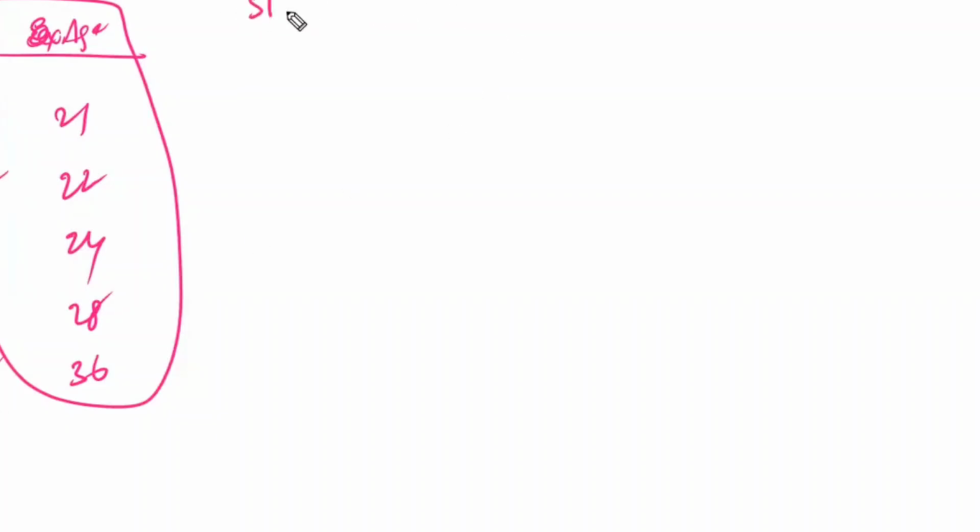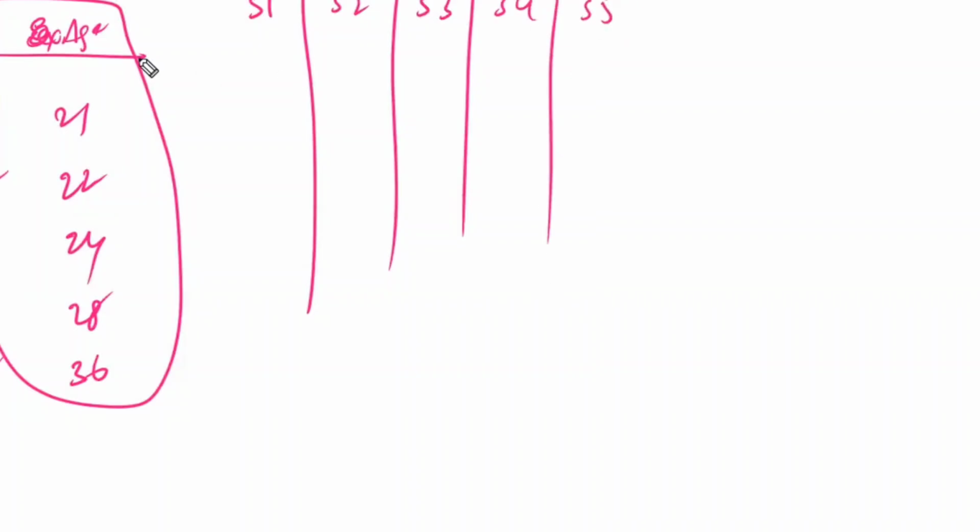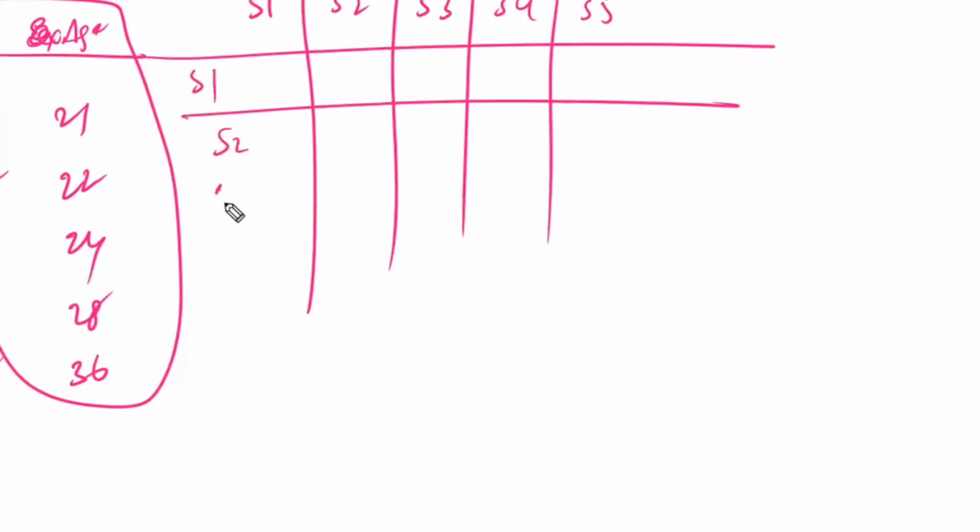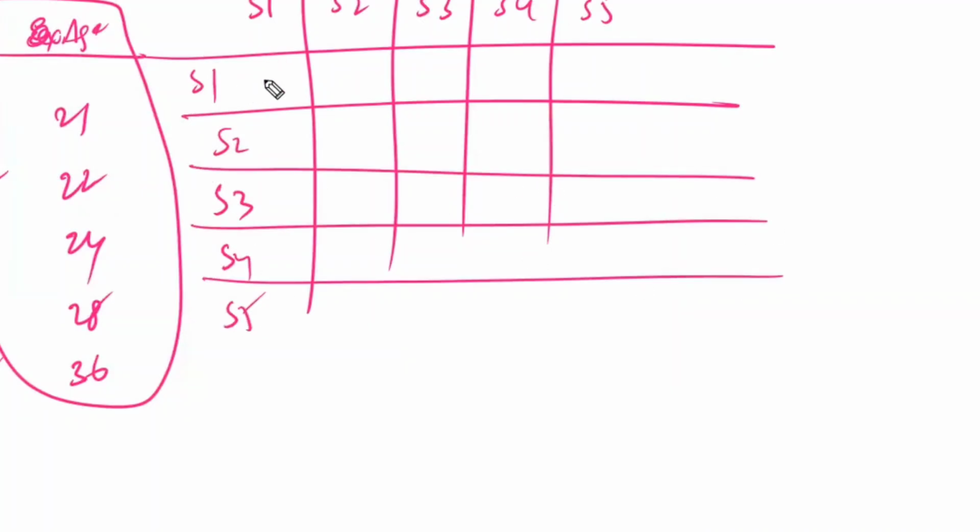Now, first I will start with S1, S2, S3, S4, S5 on both axes. Calculate the distances. Distance between S1 versus S1 is 0, and likewise each student to itself is 0. Now, distance between S1 versus S2. What is the distance? Square root of 1 square, which is 1. S1 versus S3: square root of 3 square is 3. Square root of 7 square, which is 7. Square root of 15 square, which is 15.